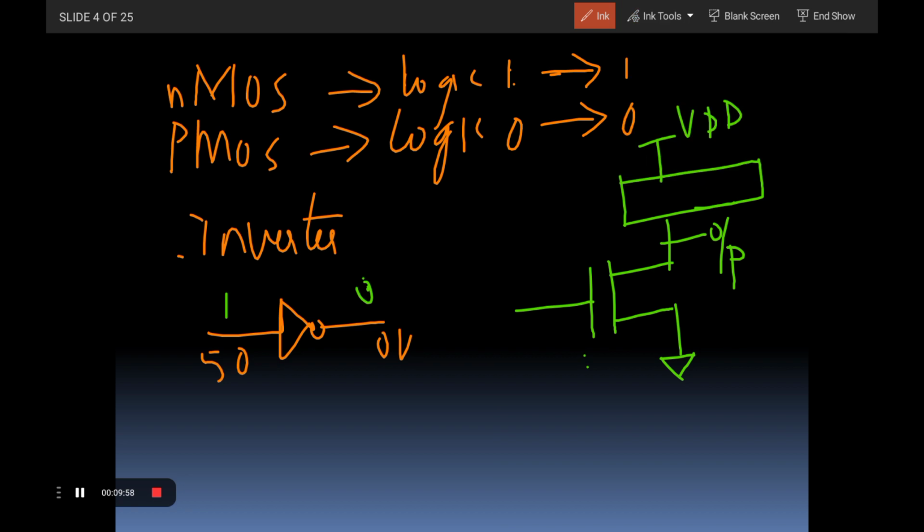At the same time, this nMOS transistor also has terminals, which I think all of you know. This is the input voltage at the gate terminal, then source and drain. This network I can generally call a pull-up network.